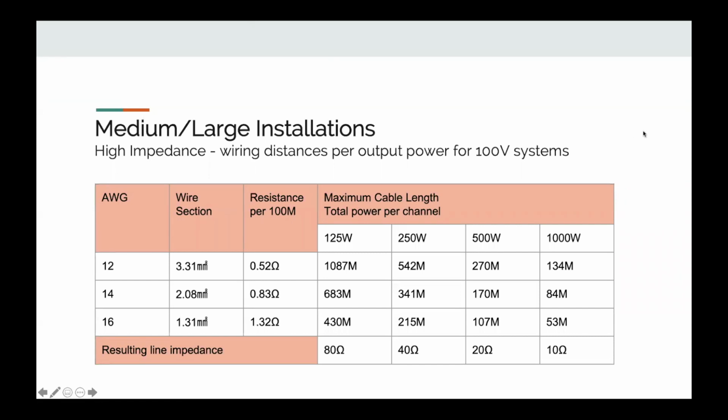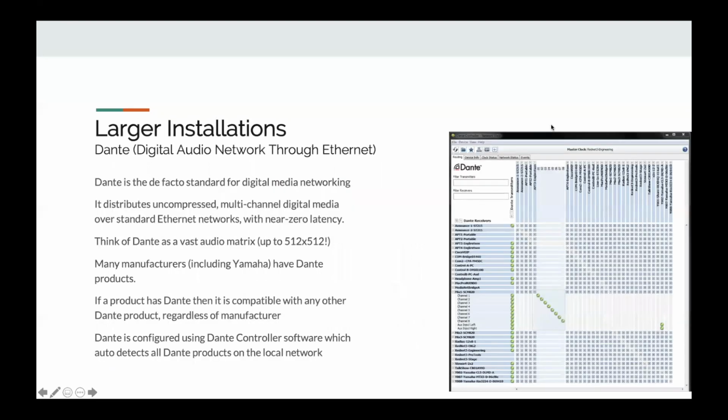Okay, going beyond medium and large installations, we will be discussing a technology called Dante, which is one of my favorites. Dante stands for Digital Audio Network through Ethernet. And whilst the table on the right-hand side of the screen probably looks inordinately complicated to you right now, it is actually one of the simplest ways to distribute audio.